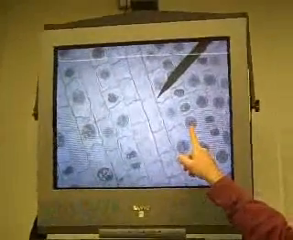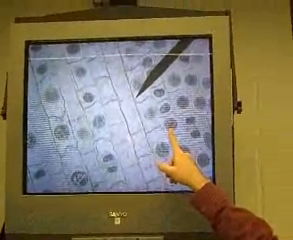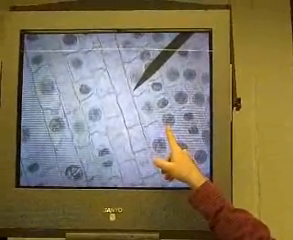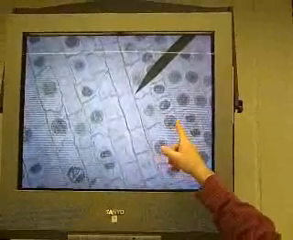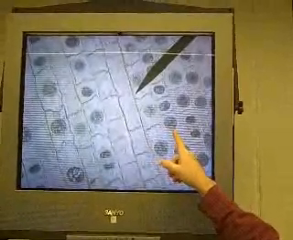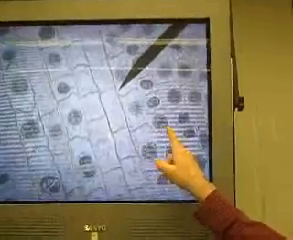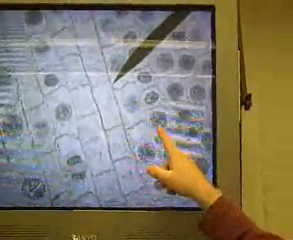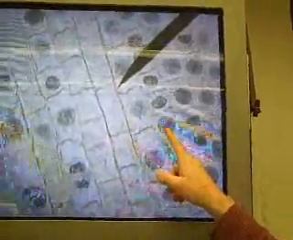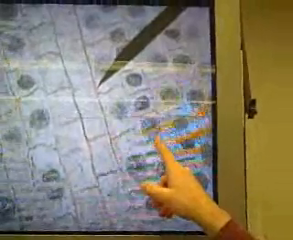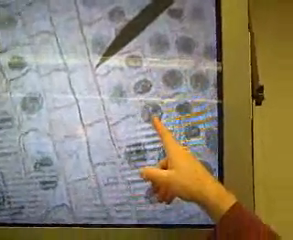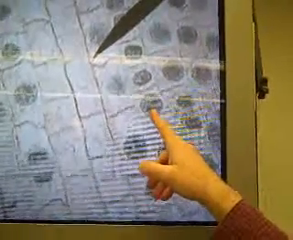So this cell, for example, is in interphase. When you're looking at interphase, make sure the cell has a distinct nucleus with a nuclear envelope. So you can see there's a nucleus here, and that nucleus has got a distinct membrane around it. That's the nuclear envelope forming the nucleus. Also, if you look in here, you can see a darker spot. That darker spot is the nucleolus.